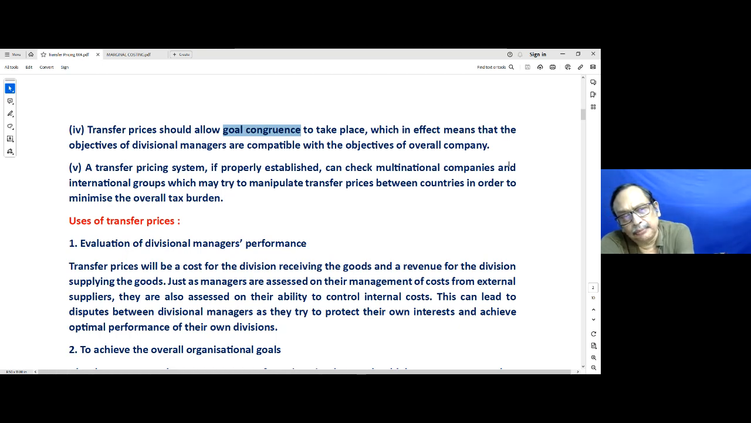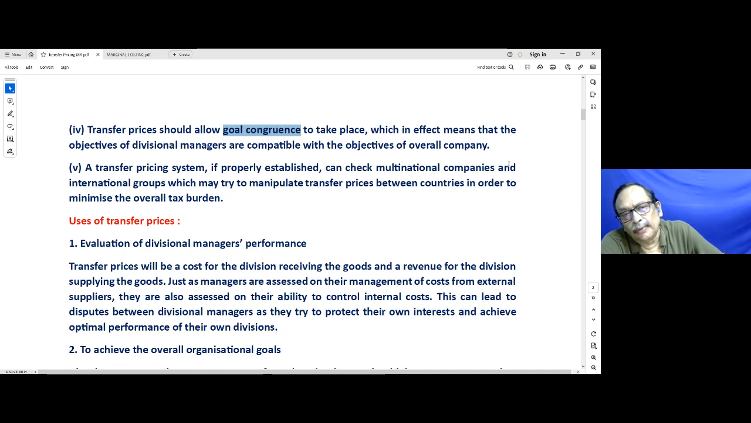Now, the last point, so far as the objectives are concerned, a transfer pricing system, if properly established, can check multinational companies and international groups which may try to manipulate transfer prices between countries in order to minimize the overall tax burden. Now, this you are going to study in your direct tax and international taxation in your final level, and the precise concept is that in multinational transfers, say X is an Indian company located in India having a branch in USA. Now they may be involved in such a manner in pricing the goods at a lower price so that profit is actually being decreased.